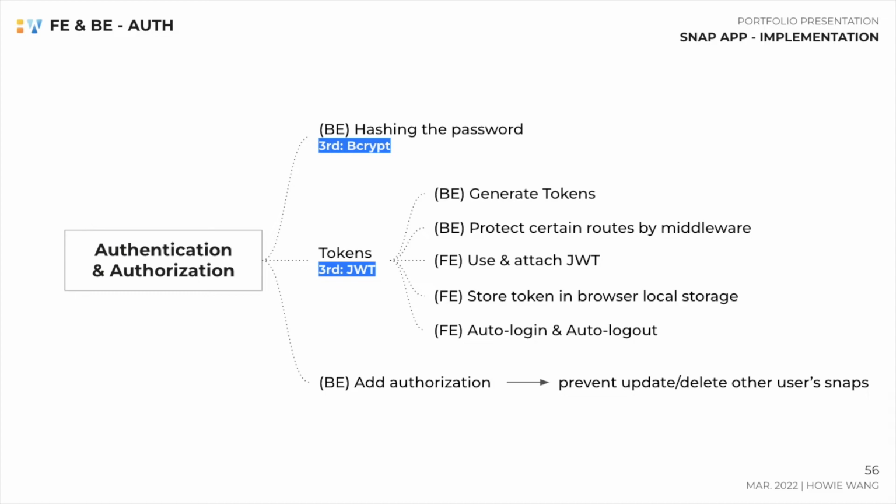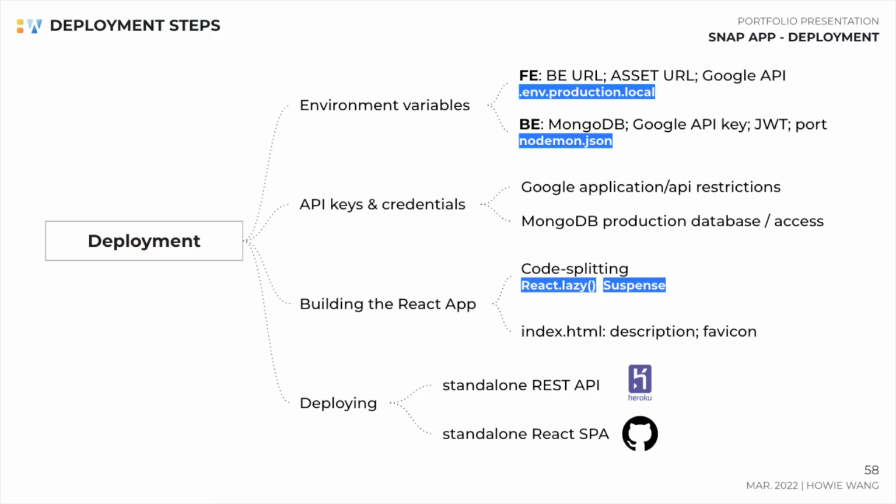Okay, deployment. It's pretty standard, and figure out the environment variables for the front end and back end. And never store some credential information in the front end, of course, and then the API keys and the credentials, building the React app, thinking about the lazy load for a better optimization for the performance of the application, and also to figure out the index HTML description, favicon for SEO purpose, and deploying. I use Heroku for the REST API and GitHub Pages for the React SPA.